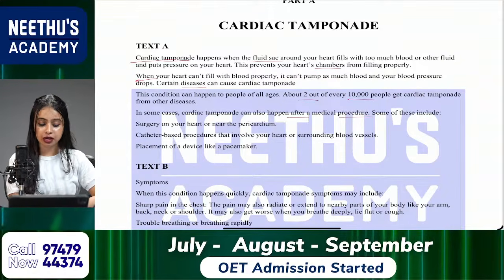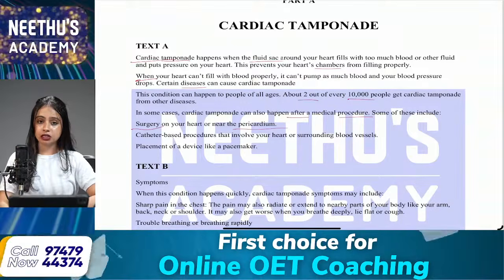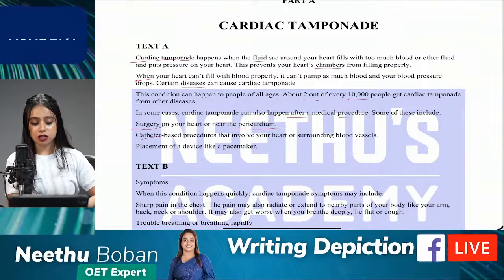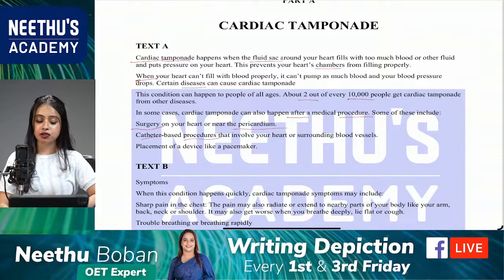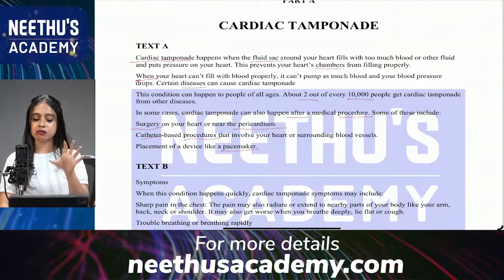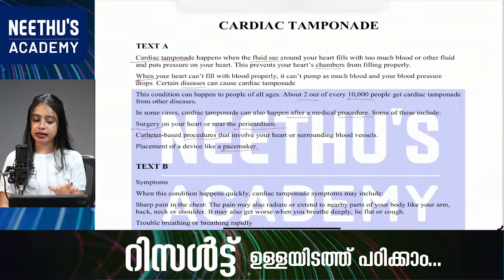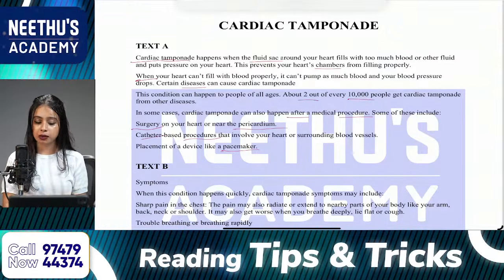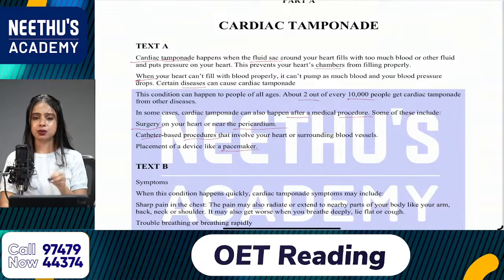Again, the word surgery, on your heart or near the pericardium. Then catheter, the name of an equipment. Procedures, again I'm marking the word, that involve your heart or surrounding blood vessels. Placement of a device like a pacemaker. So again, I'm marking the device pacemaker. These are my keywords from text A. I hope it is clear for you. Cardiac tamponade is the name of a disease condition. Then fluid sac, another name mentioned. Chambers is a name. The word when indicates time. Diseases can be related with what?